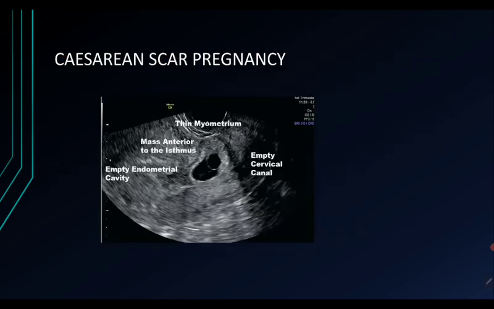This is the cesarean scar pregnancy. There is a thin myometrium, with a mass anterior to the isthmus. This is the isthmus. This is the G-sac. Empty endometrial cavity, empty endocervical canal.